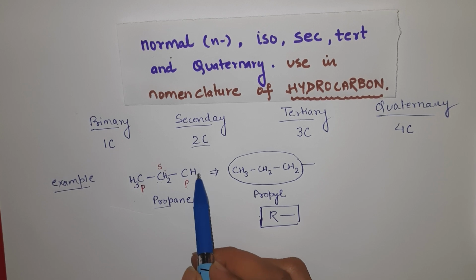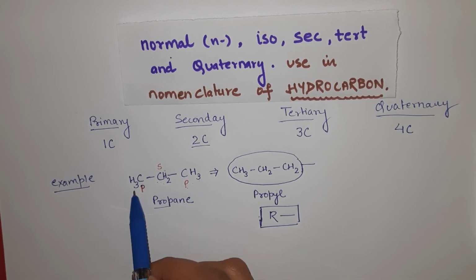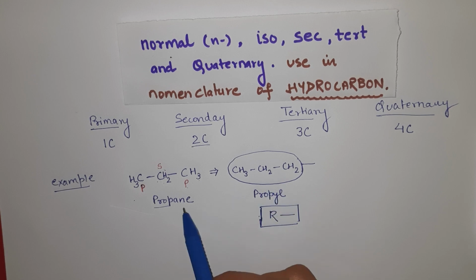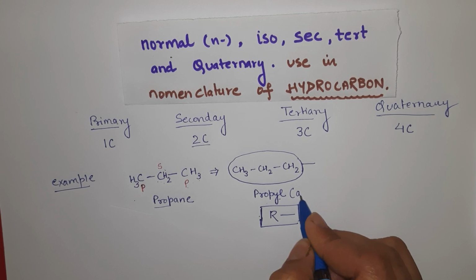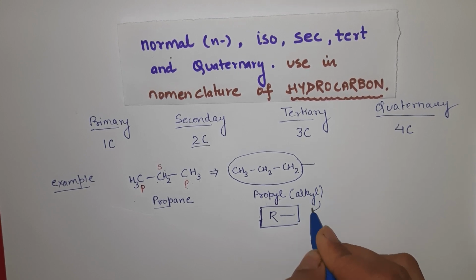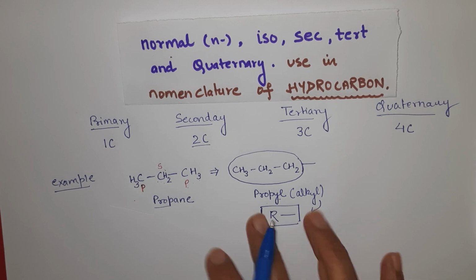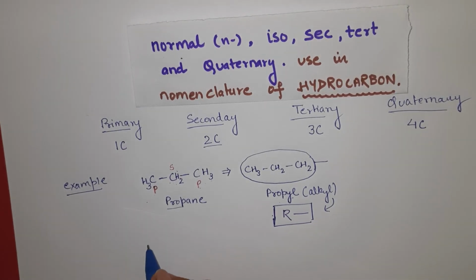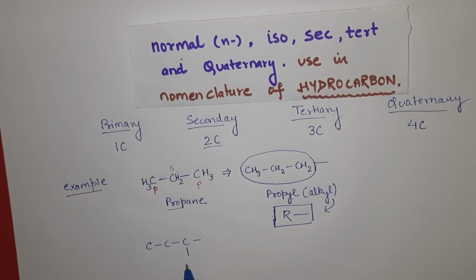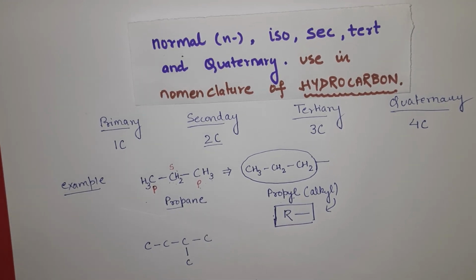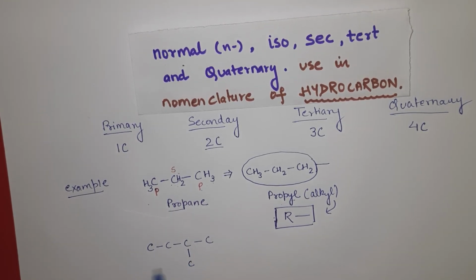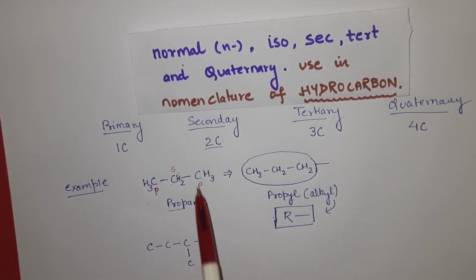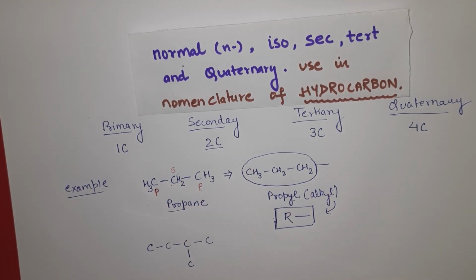If I remove one hydrogen from here, this complete propane will convert into propyl, an alkyl group, and we write it like this, R dash. All right, let's say we have another example having 1, 2, 3, 4, 5 carbon. And same as before, I am not balancing the carbons here because we need to focus on the primary, secondary, tertiary and quaternary carbon.